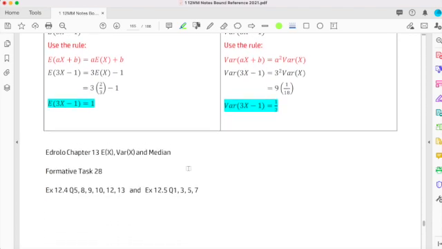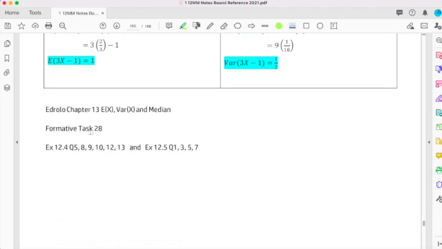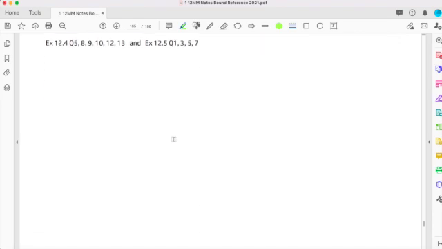Okay, so that means that you are up to not formative task 28, but formative task 27 to have a crack at. So try those questions out.